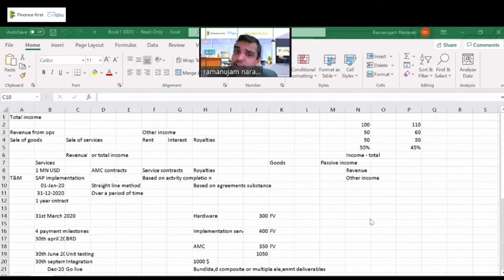So when will you recognize the revenue of those service contracts? When the activity or the service is completed. Can you from your side give me examples? Other examples which will fall under this category based on activity completion.